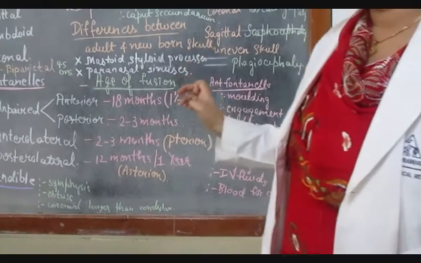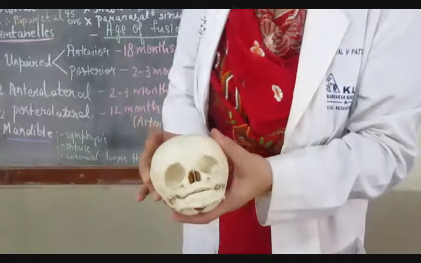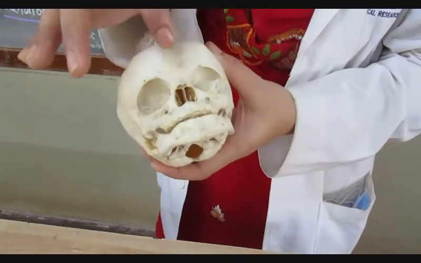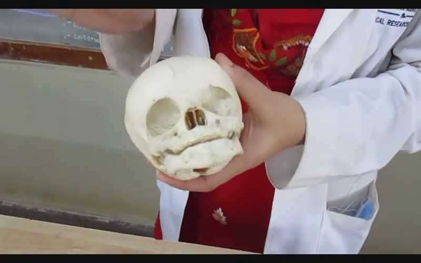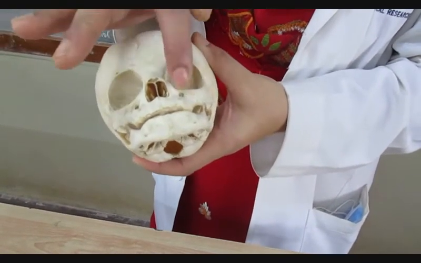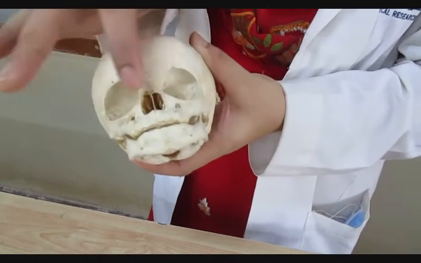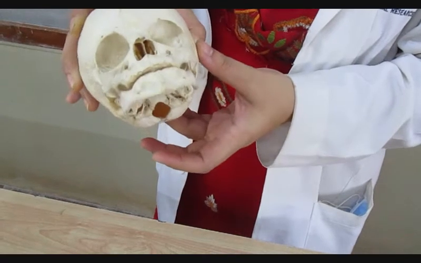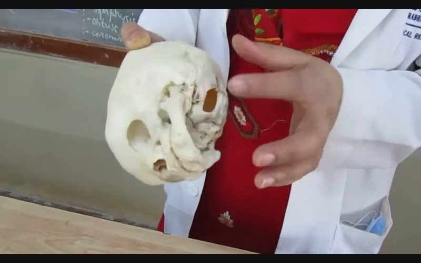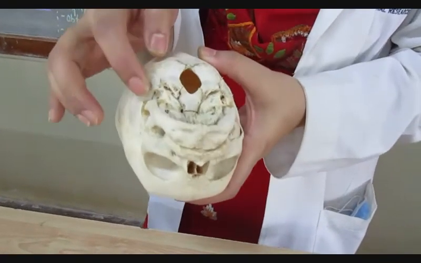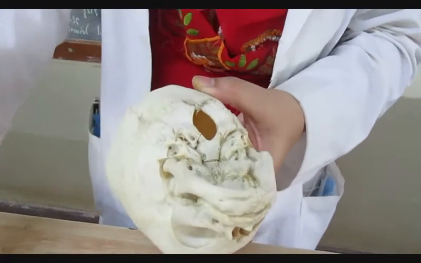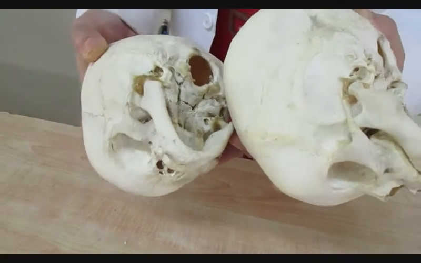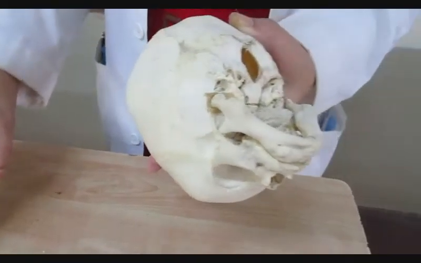Then the other differences between adult and newborn skull: the orbits are very large compared to the rest of the facial skeleton, and the paranasal sinuses are not well developed, or they can be rudimentary or absent. They develop only later. Maxilla and mandible are much reduced in size. Okay, and then in the base of the skull, there is absence of the mastoid process.